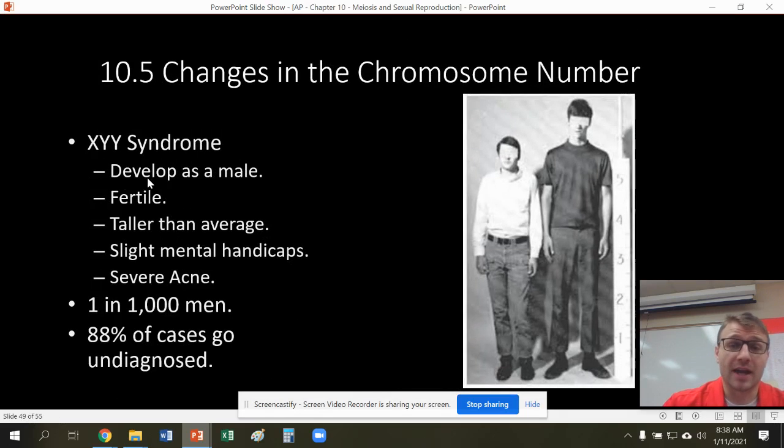XYY syndrome. This is where a person has what's called super Y syndrome, and they're taller, have acne, and slight mental handicaps. 88% of cases go undiagnosed, so you can go undiagnosed pretty often in this.